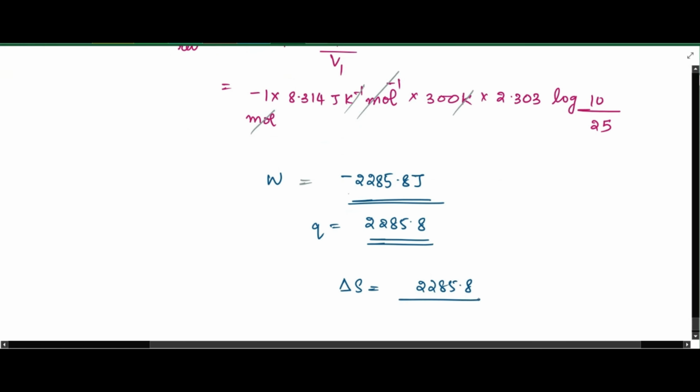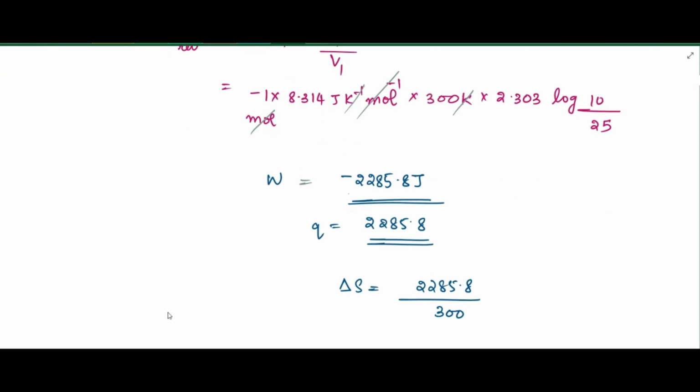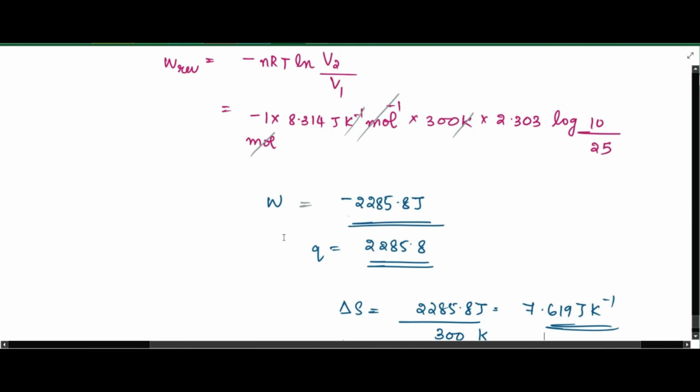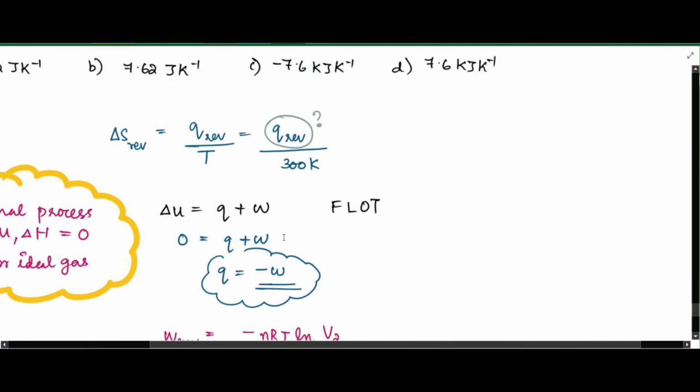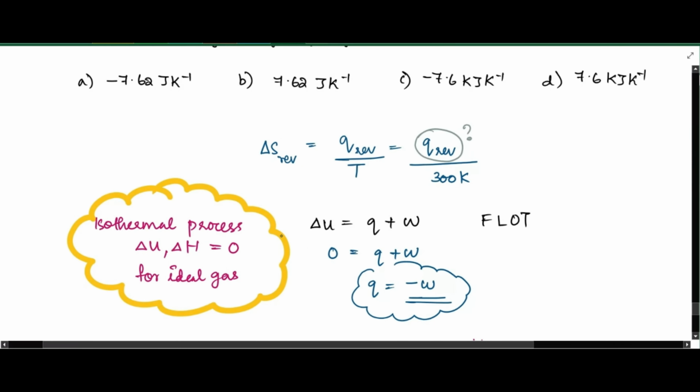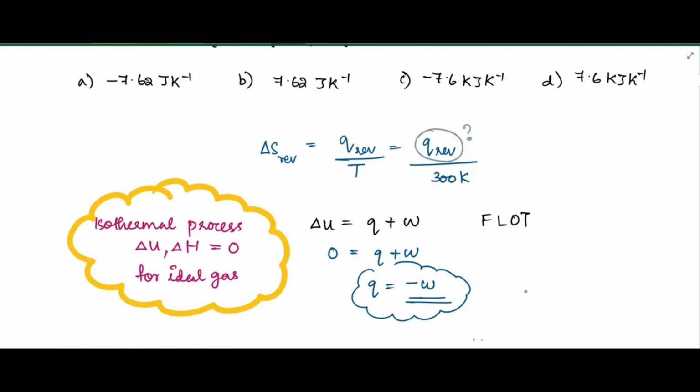2285.8 divided by 300. I'm getting 7.619. This was joules, this is Kelvin. So joules per Kelvin. 7.619 joules per Kelvin. Option B.